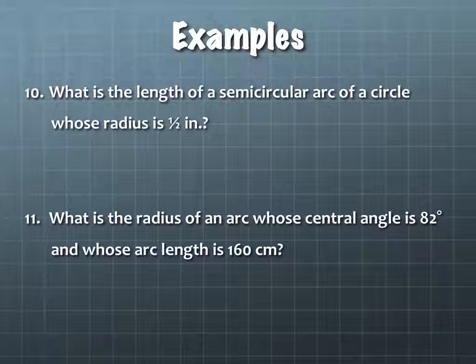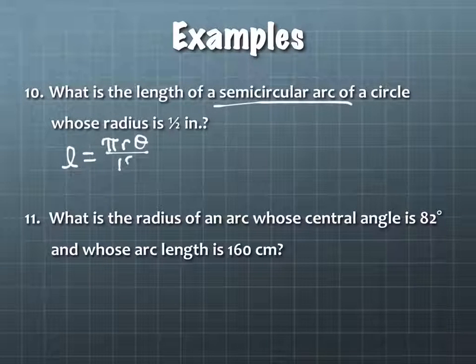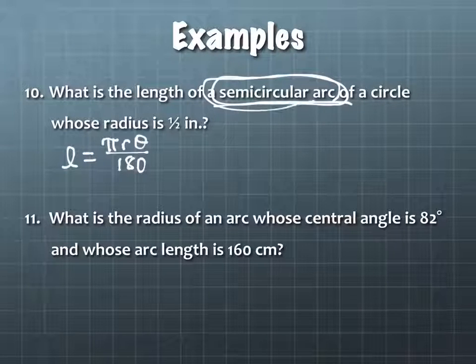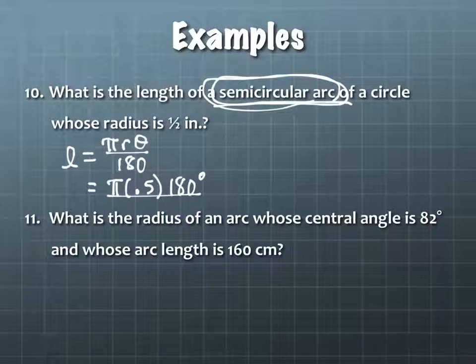All right, this one says, what is the length of a semicircular arc of a circle whose radius is 1/2 inch? So this is the formula that I was trying to describe before, that's pi r theta over 180, right? So your radius is the 1/2 inch. That's R. But what is this semicircular arc business talking about? It's half of a circle. So what's the angle measure for half of a circle? 180. So when we're plugging values in, the R is 0.5, but the theta is 180, and wonderful, beautiful things happen. What happens when you have the 180s cancel? They do. So you just have 0.5 times pi.